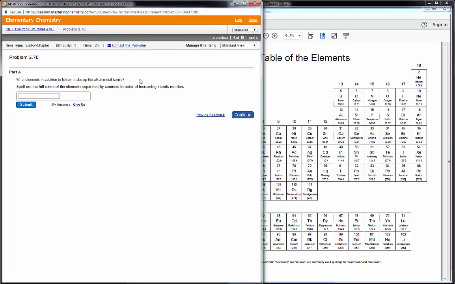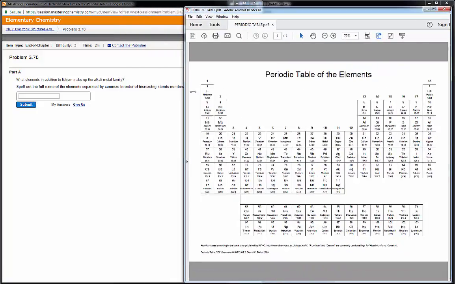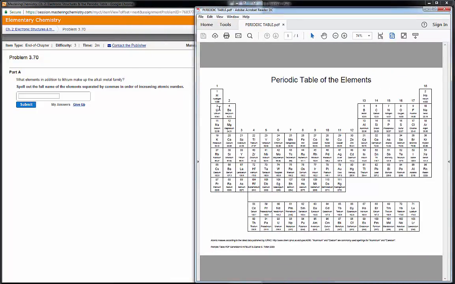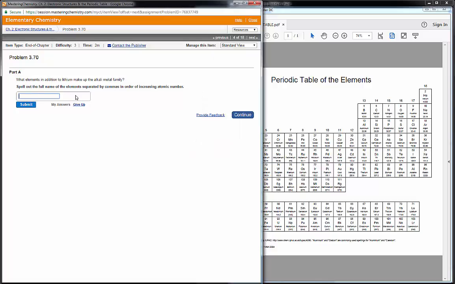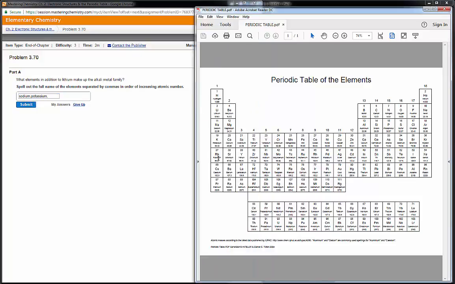Next, what elements in addition to lithium make up the alkali metal family? So lithium, also sodium, potassium, rubidium, cesium, and francium. Note that we don't include hydrogen because it's not a metal. So in addition to lithium, then we have sodium, then potassium, then rubidium, cesium, and here we have to spell it C-E-S, and then francium.